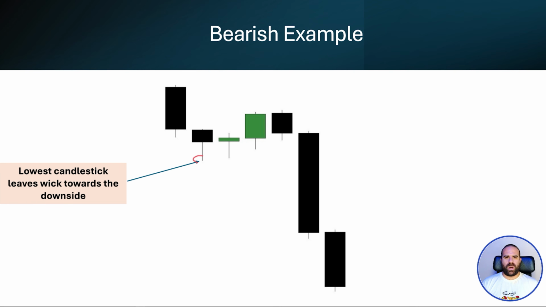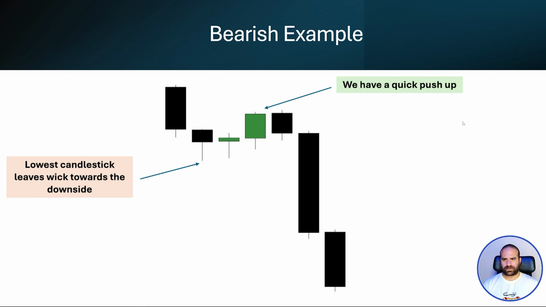This is now the lowest candlestick, which leaves a wick towards the downside. And I will highlight that again, as in the previous example. We do not care if this candlestick right here is bearish or bullish. All we care about is that this is the lowest candlestick on this push, which also should have a wick, and it does have a wick, as you can see.